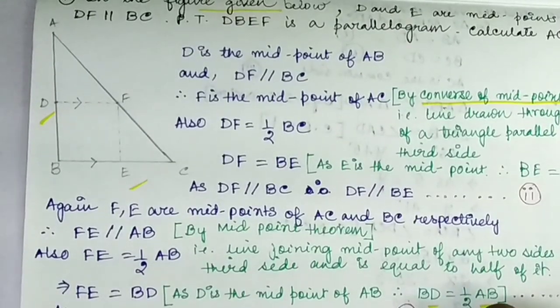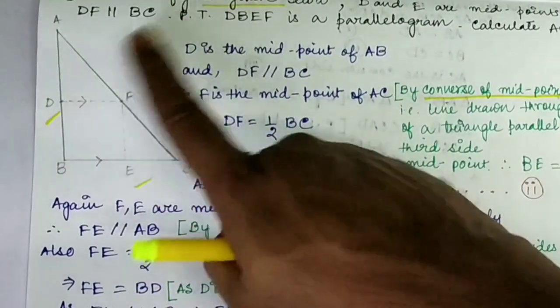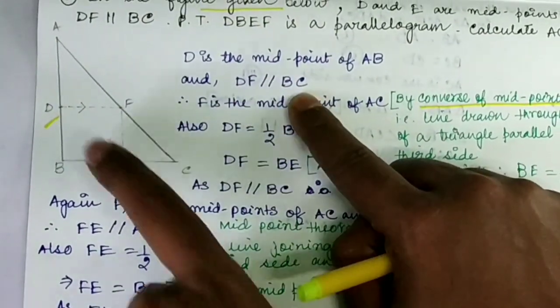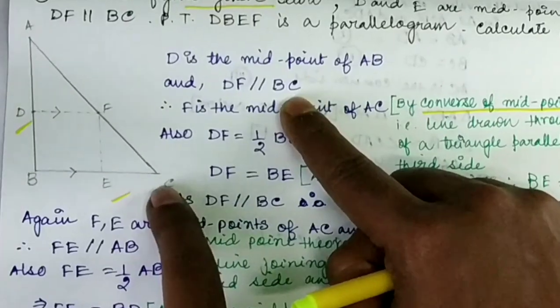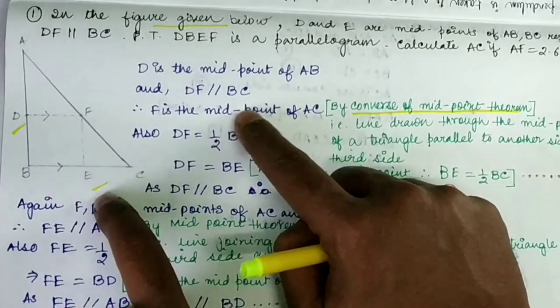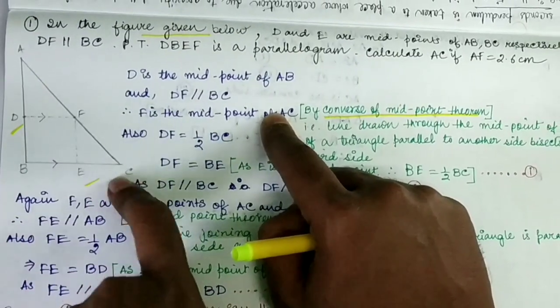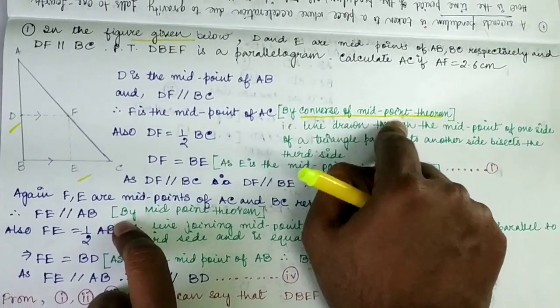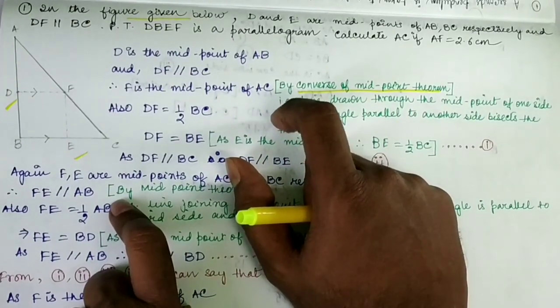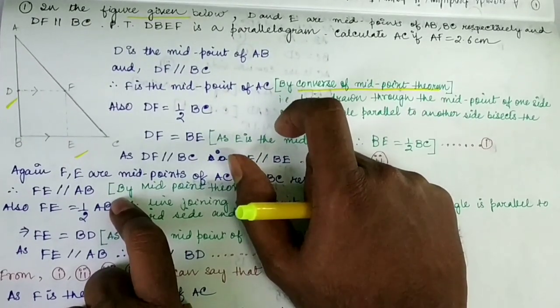So let's start. See, it is given that D is the midpoint of AB. Also it is given that this line DF is parallel to BC. Now you all know what will happen then? This point F will be the midpoint of AC. Now why is it happening? By converse of midpoint theorem. Now I hope all of you know the converse of midpoint theorem. If you don't, I will explain it now.